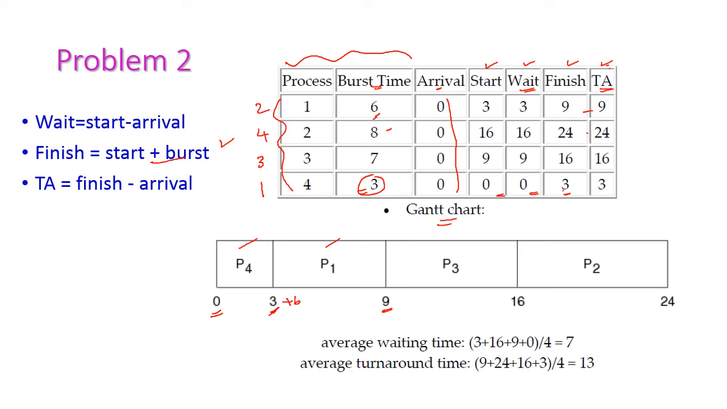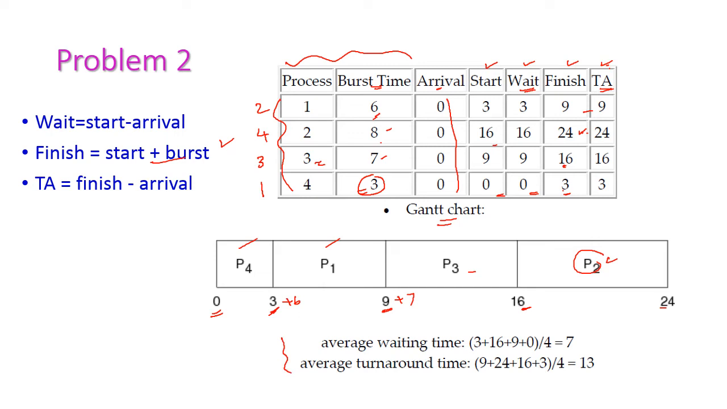Okay, after that P3 will start execution. The burst time is 7, so 9 plus 7, which is equal to 16, and the finish time is 16. Okay, and next P2 will start to execute here. The P2 will start at 16 and finish at 24. So finish at 24.